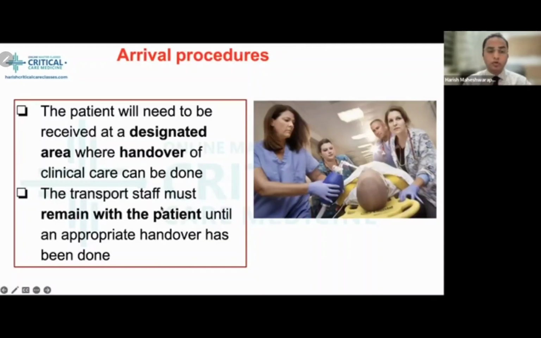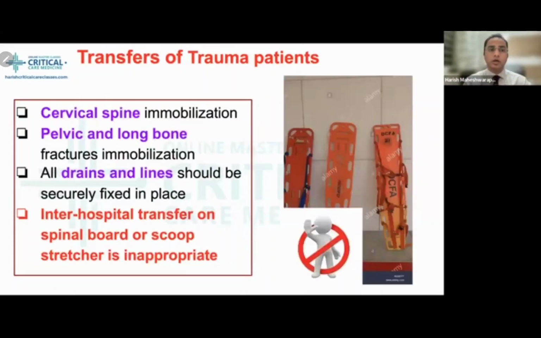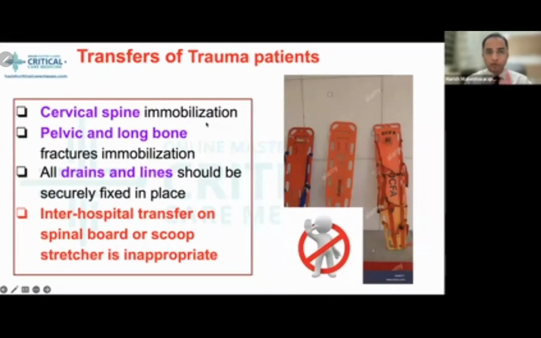Very, very important. The transport staff must remain with the patient until an appropriate handover has been done. So it's not that you just dump the patient and walk out from there. It's not acceptable. So, transfer of trauma patient: we need to understand cervical spine immobilization is very, very important. Pelvic and long bone fracture immobilization, and all drains and lines should be secured and fixed in a particular place. Inter-hospital transfer on spinal board or scoop stretcher is inappropriate.